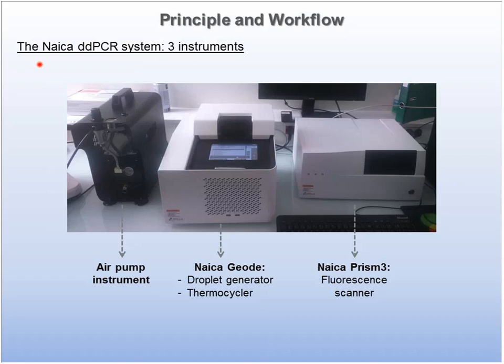This system is composed of 3 instruments that take little space. First, an air pump, which provides air pressure for the second instrument, which is called Naica Geode. This instrument performs the droplet generation and the thermocycling. And finally, the third instrument is called Naica Prism 3 and performs the fluorescence readout.